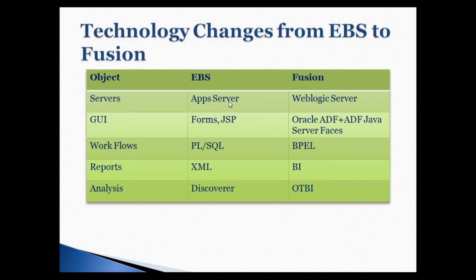Servers in EBS are app servers. In Fusion, it changed to a WebLogic server. The GUI user interface is in the form of Forms and JSP. This has moved into ADF technology. Forms are developed on ADF technology. Workflows work on PL/SQL technology, but in Fusion this works on BPEL. Reports in E-Business Suite work on XML, but in Fusion it's BI. For analysis, in EBS we have Discoverer, and in Fusion we call this Oracle Transactional Business Intelligence. Okay, so these are some technological changes from E-Business Suite to Fusion.